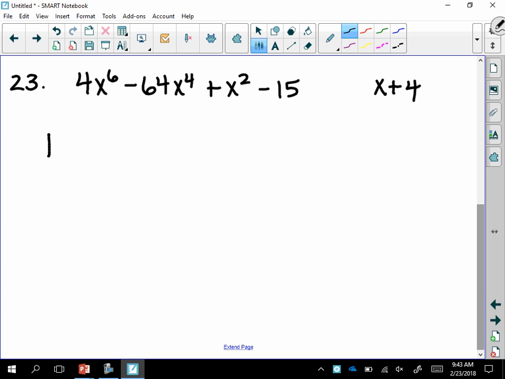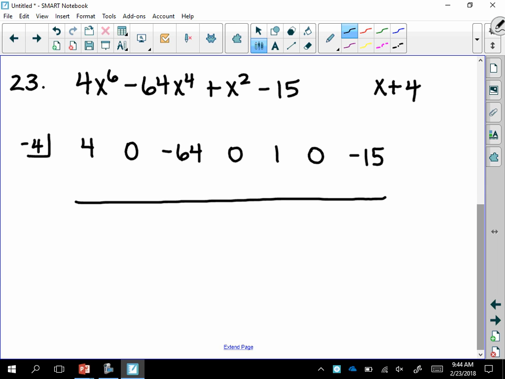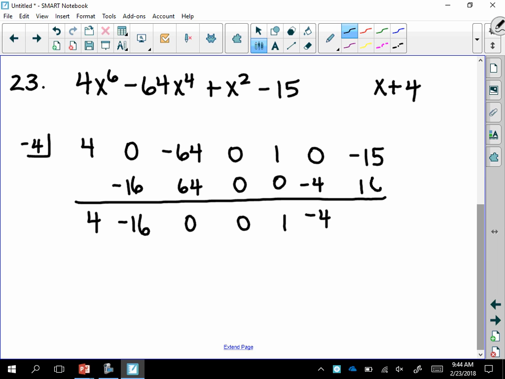So what's going to go in this little box? Negative 4. Then we're going to list out our coefficients. There's no x to the fifth term, so I need a 0. There's no x cubed term, so I need a 0. There's no x term, so I need a 0. And then I'll do this synthetic division. We do not get a remainder of 0, and so therefore no, that is not a factor. Any other questions on A34?